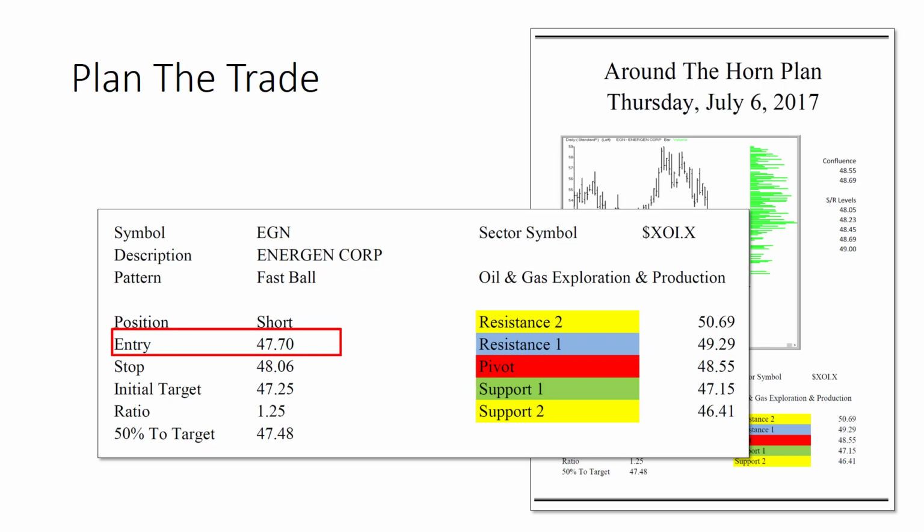$47.70 on the entry. That's 10 cents below the low of that bar. The stop loss can be $48.06. Again, that comes from the 5-minute chart. Right? We identified that level as being the one that to us looked most significant. Our initial target from the daily chart is going to be $47.25. Gives us a ratio of 1.25 to 1 on the position. 50% to the target, $47.48. If it gets there, we're going to move the stop to break even.